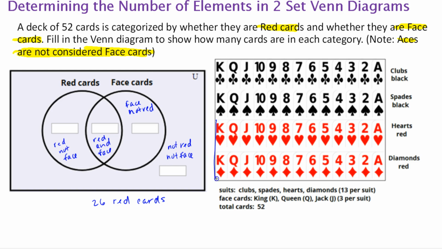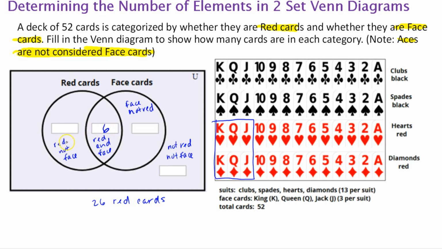Well, notice all of the red face cards are right here in the leftmost column. And it also says here, face cards, there's 3 per suit. So there are 6 cards that are both red cards and face cards. So let's put in the 6. Now this is going to make it nice and easy to fill in the rest.